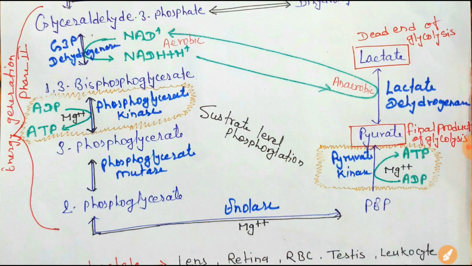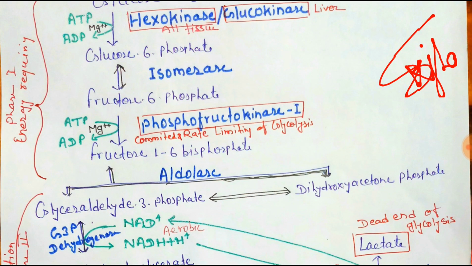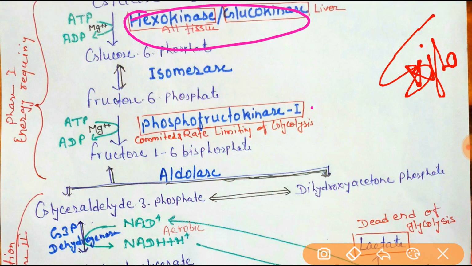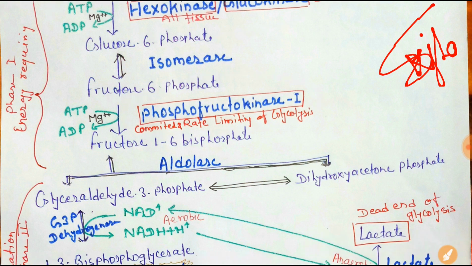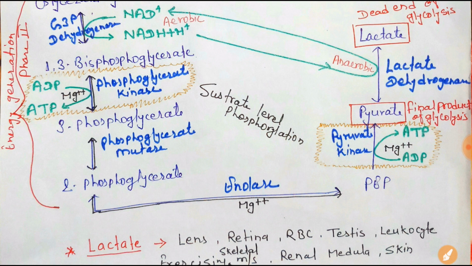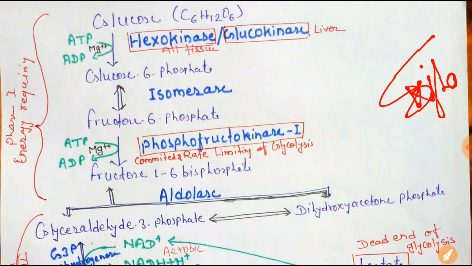And the main enzyme for glycolysis is first the hexokinase. Next one is the phosphofructokinase, and after that is the pyruvate kinase. These 3 steps are irreversible, and you have to remember these three enzymes.